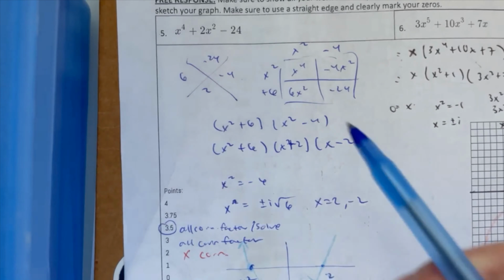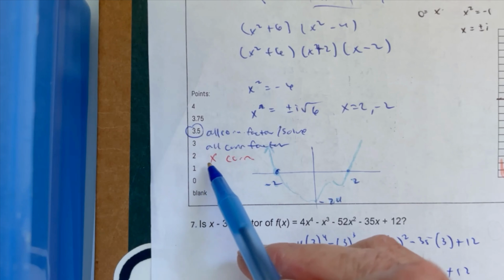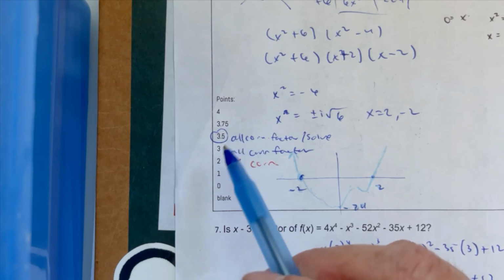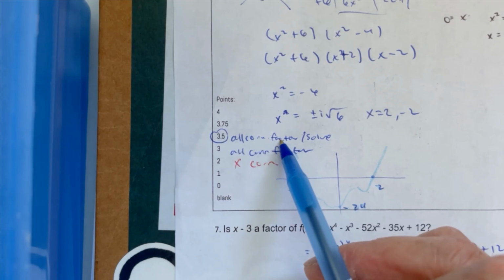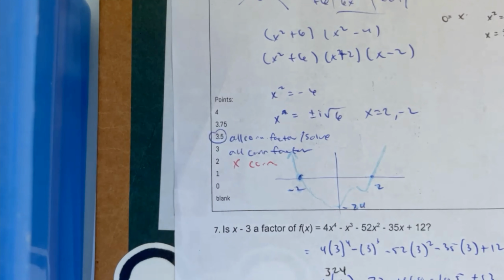All right, the scoring for question numbers 5 and 6. If you started to do the X-box method correctly, I gave you 2 points. If you correctly factored all of them, you would have gotten 3. 3.5 if all corrected and you factored and solved correctly.